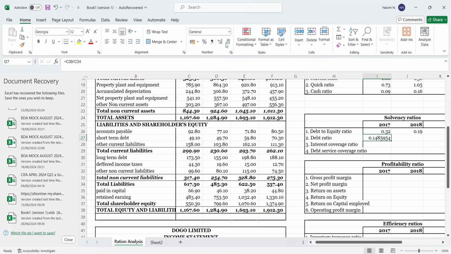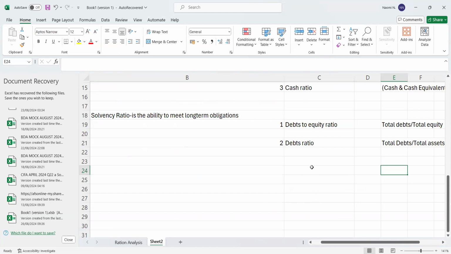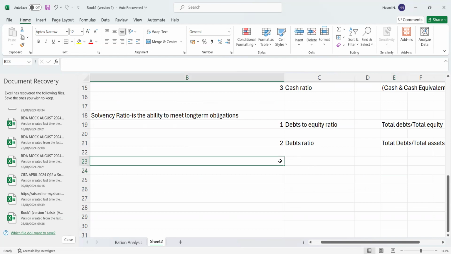So this one measures, just as I have explained, the portion of our assets that were financed by the debt. And we said if it is higher, it indicates that most of the assets in our organization are being financed by debts, which is a financial risk.